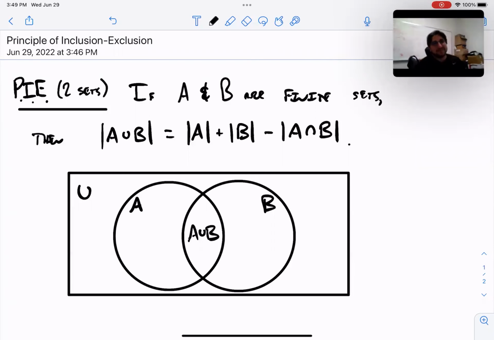Hello. The principle of inclusion-exclusion, affectionately known as PIE, right? PIE. This is a result about counting the size of a union, the number of elements in a union of two sets. So you have two finite sets, A and B, and we want to say how big is our union.